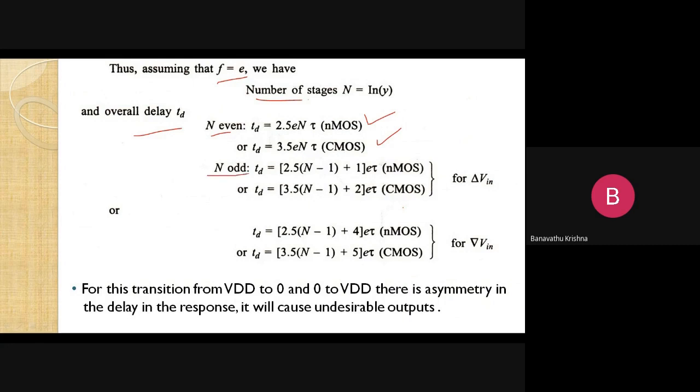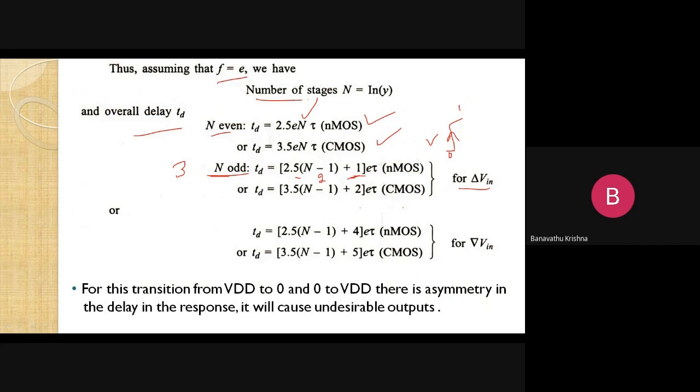Suppose here n is odd. Okay, n is odd case. For the odd case, we want to represent it as n minus 1 plus the next stage. Suppose n is 3 here, then n minus 1 is nothing but two stages, so that is for the even part, and the third one, the next one, is the 1 tau, right? For NMOS in the 0 to 1 transition, right?